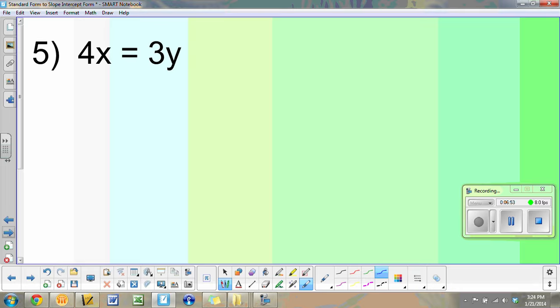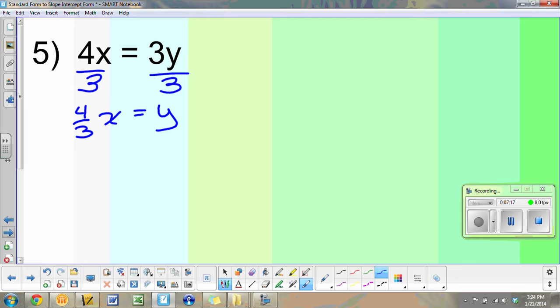This one looks a little different because I have an x on one side and a y on one side. And I don't have any constant to deal with, but that's all right. I'm going to start then just by dividing this by 3 because I don't have any other term over there to add. So I have to divide them both by 3. So I end up with y equals 4/3 x. And this is in slope-intercept form.